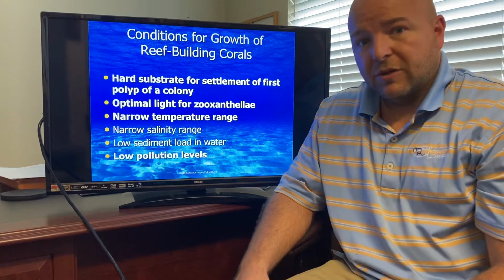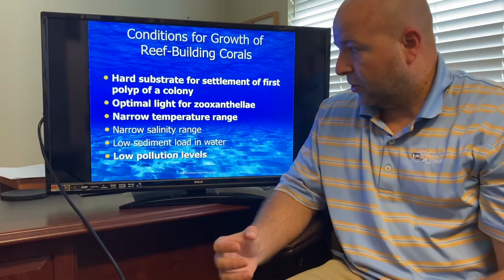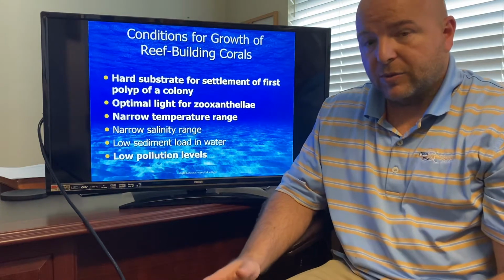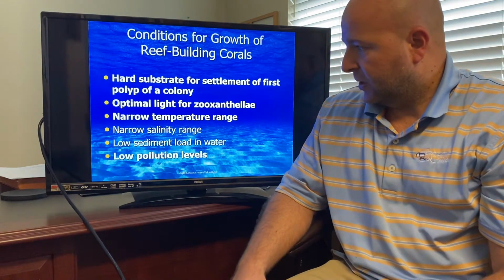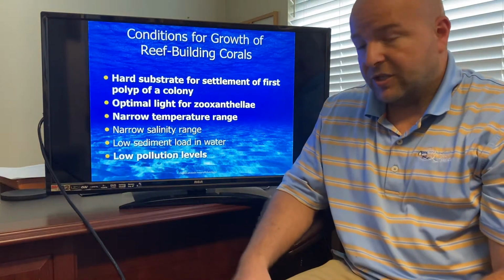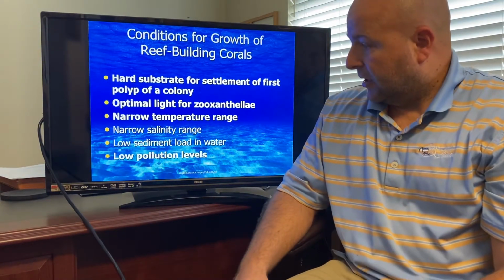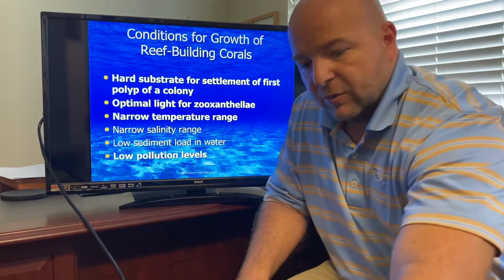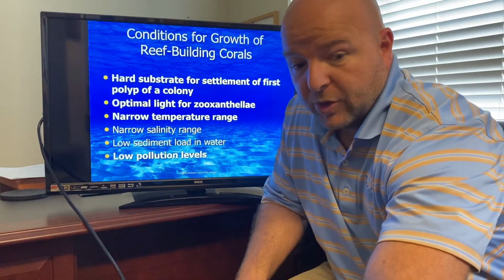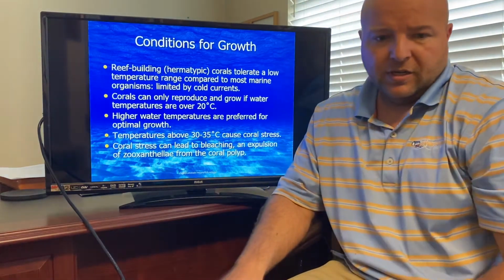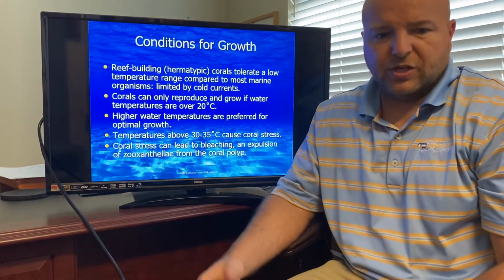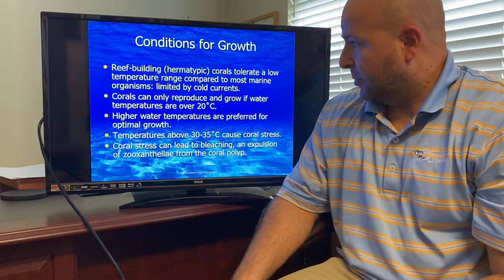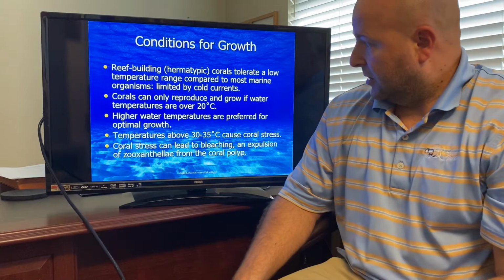Very narrow temperature range. Can't be too hot, can't be too cold. It has to stay relatively close to the same temperature year round with no big swings. Narrow salinity range as well. And it does require low pollution levels. It's something that we suspect is already a problem and will continue to be one in the future. This just builds off of some of that reef building. They tolerate a low temperature range compared to most marine organisms.